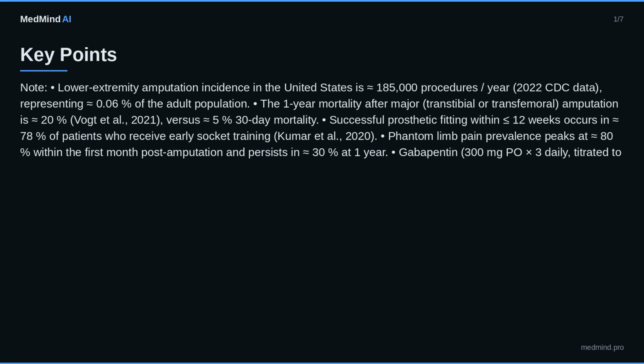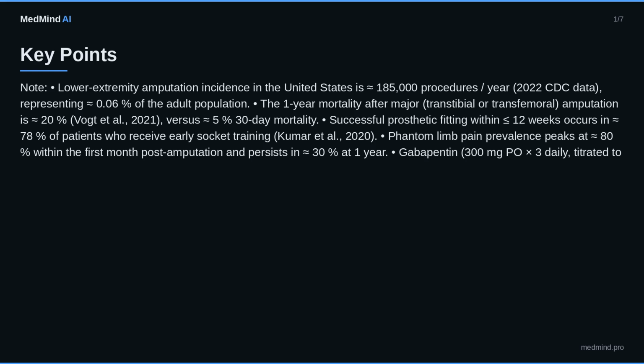Microprocessor-controlled knee units, e.g., C-leg, improve 6-minute walk distance by plus 45 m, 95% CI 31 to 59 m, versus mechanical knees, Kumar et al., 2022. Osseointegration prostheses achieve a 5-year survivorship of approximately 92%, Berggren et al., 2023. Targeted muscle reinnervation, TMR, lowers neuroma-related residual limb pain from 45% to 12%, Wang et al., 2021.